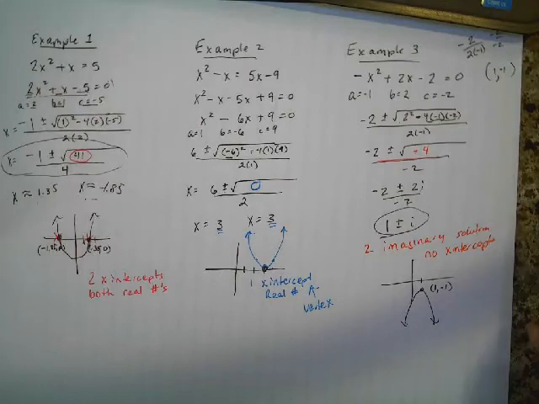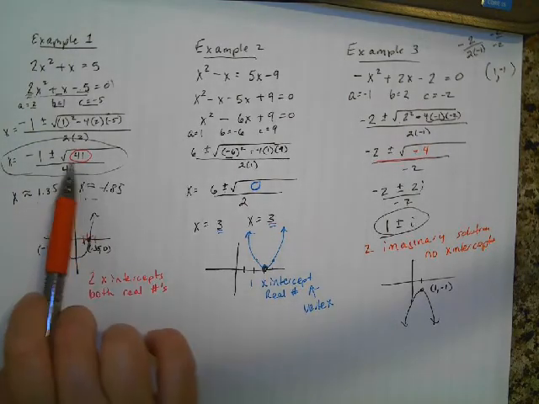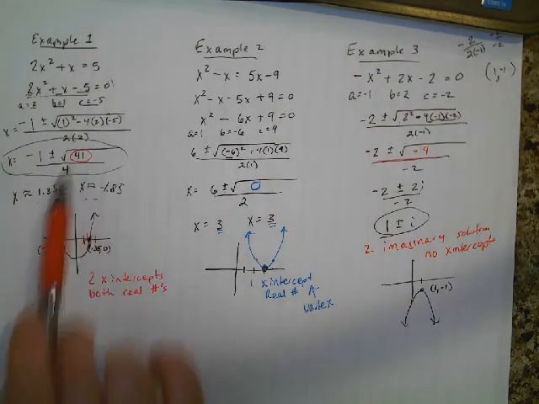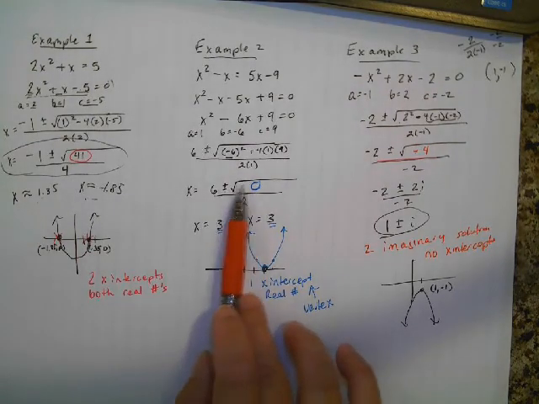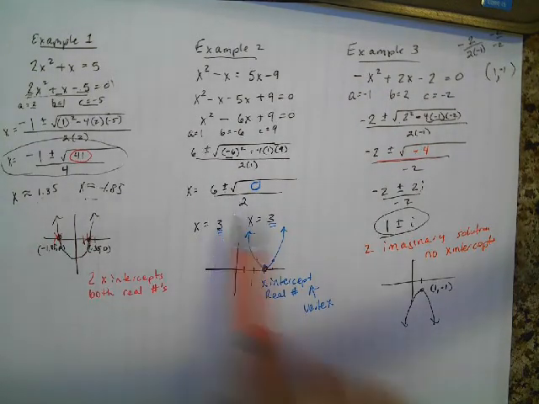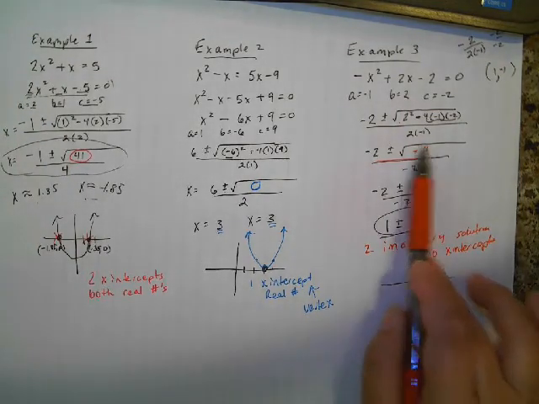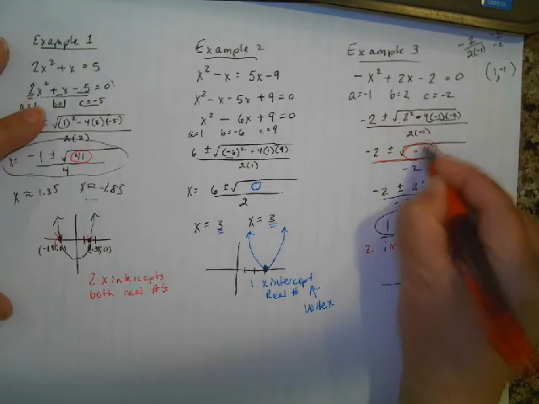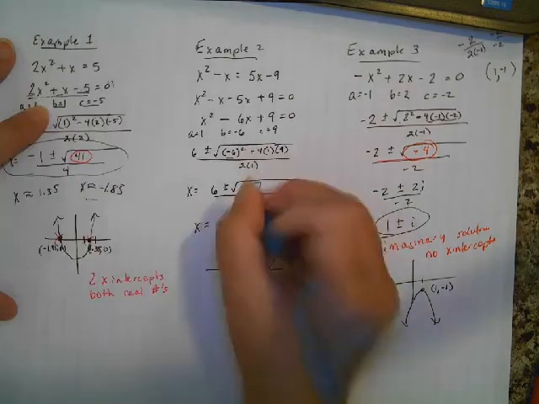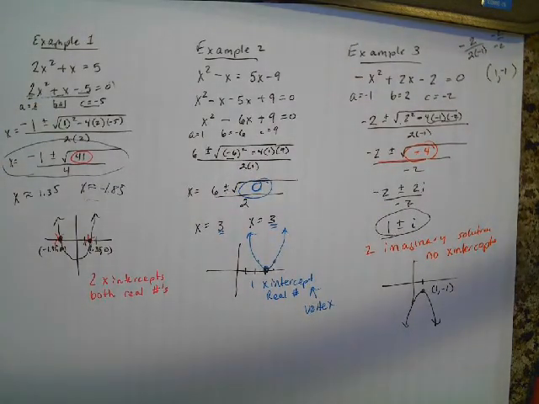So let's go back and look and see what made this happen. What made this one give me two real numbers was the fact that I had a 41 under here. The reason this one only had 1 is because this was 0, and I would add 0 and subtract 0, I'd get the same number. What made this one be imaginary was the fact that I had a negative number under here. So the number under this radical tells us a lot about our solutions. So let's make some kind of generalized statement.